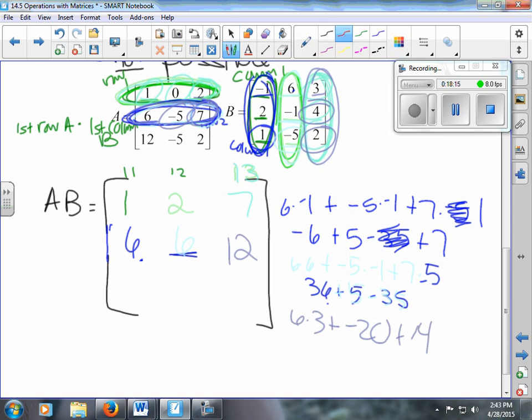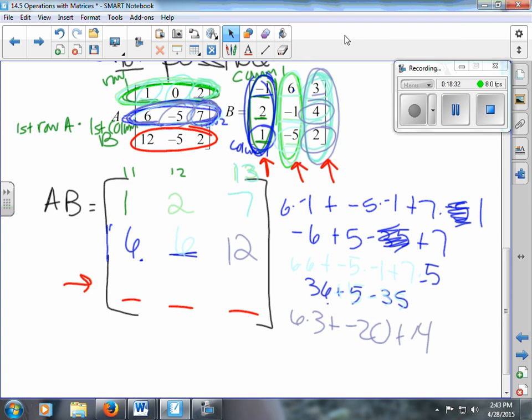Okay, so now to get my third row of product AB, I'm going to work with the third row of matrix A. I'm going to multiply it by the first column, then the second column, then the third column. And that will get me these last 3 entries, and I want you to try to do that. And I will check it when we grade your homework.